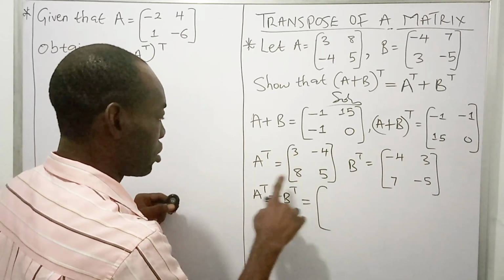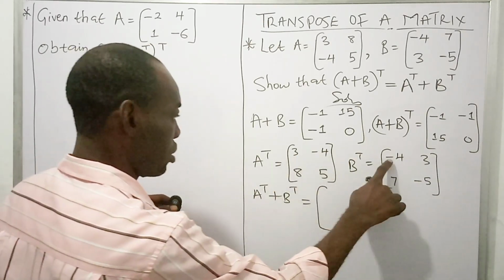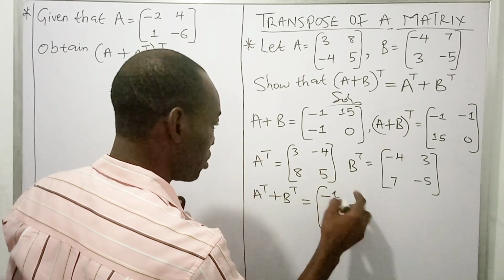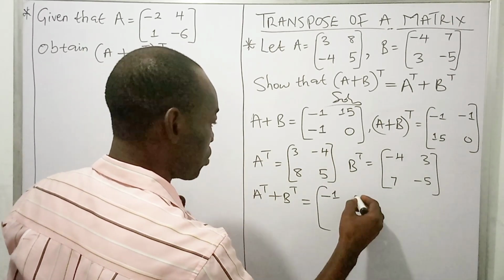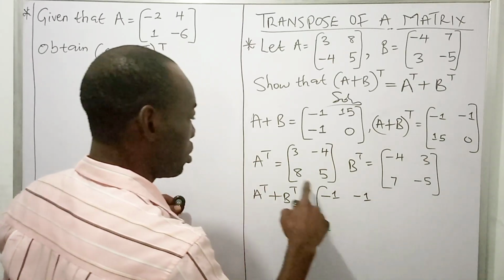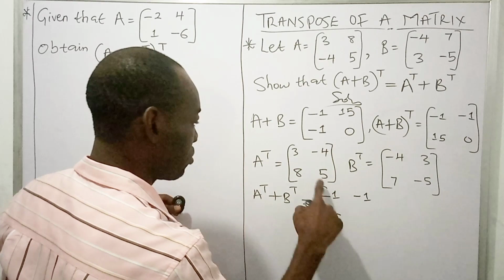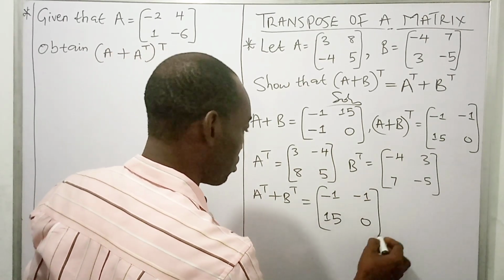So we go again. A transpose is this, B transpose is this. Now we'll find the sum of it. 3 plus minus 4 will give us minus 1. Minus 4 plus 3 will give us minus 1. 8 plus 7 will give us 15. And 5 plus minus 5 will give us 0.